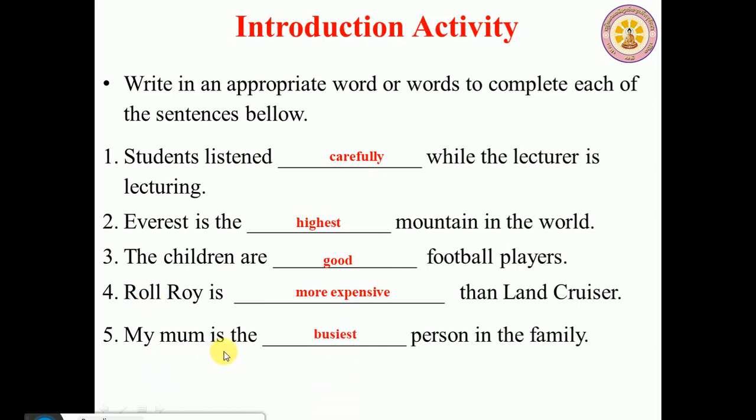Okay, one more. My mom is the busiest person in the family. Here I use the superlative adjective busiest because person is the noun. So noun needs adjective to describe.